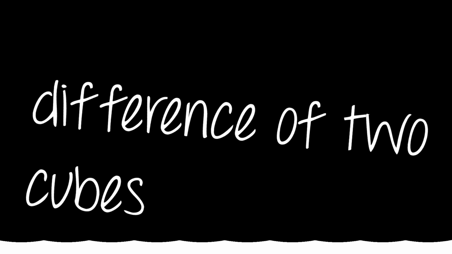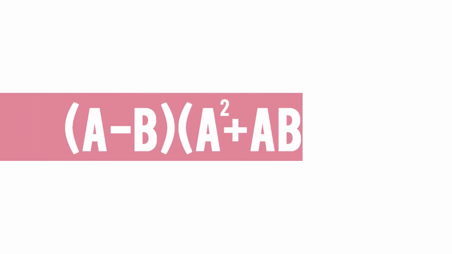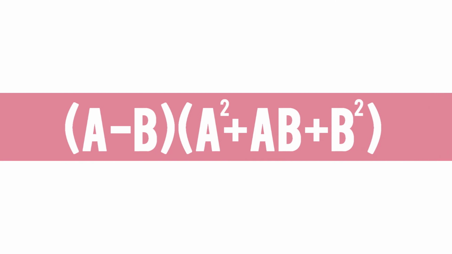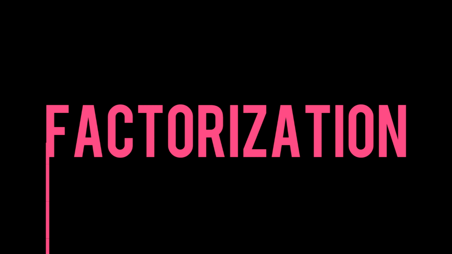Difference of two cubes. Notice how the procedure is similar to the sum of two cubes. We just change the negative sign to a positive one. Factorization. Factorization is getting the special products from an expanded formula.